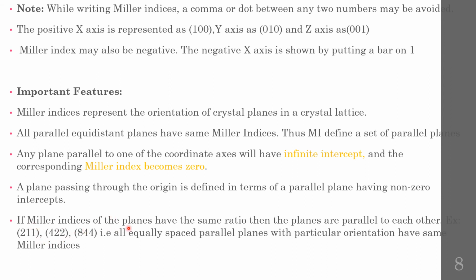If the Miller indices of the planes have the same ratio, then the planes are parallel to each other. Example, 211, 422, 844. That is, all equally spaced parallel planes with particular orientation have same Miller indices.